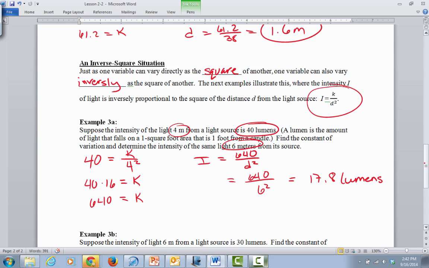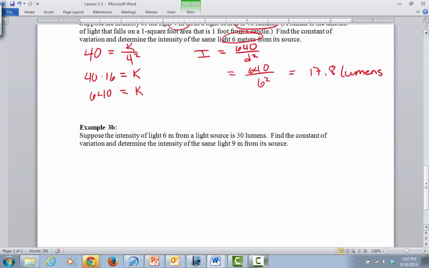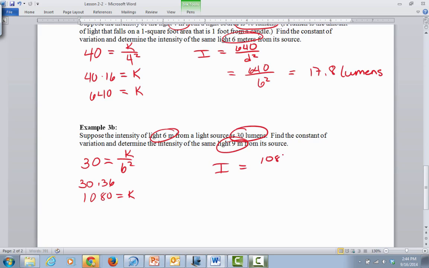Okay, 3B is the same thing. I'm going to pause the video again, give you guys a chance to try it and see if you got it right, okay? So on this one, we have 30 lumens and 6 distance, okay? So we have 30 equals K over 6 squared. So 30 times 6 squared is 30 times 36, which happens to be 1080 for K. Now, if I want to find out how many lumens it is for 9 meters away, that's going to be I equals 1080 over 9 squared. And you should have gotten 13.3.